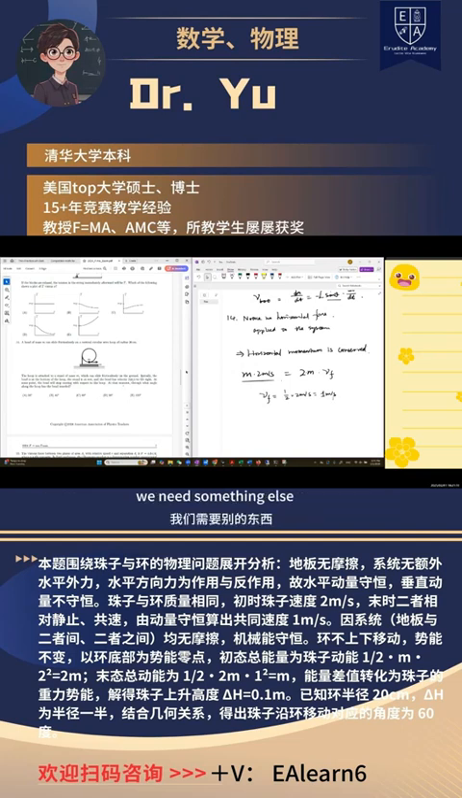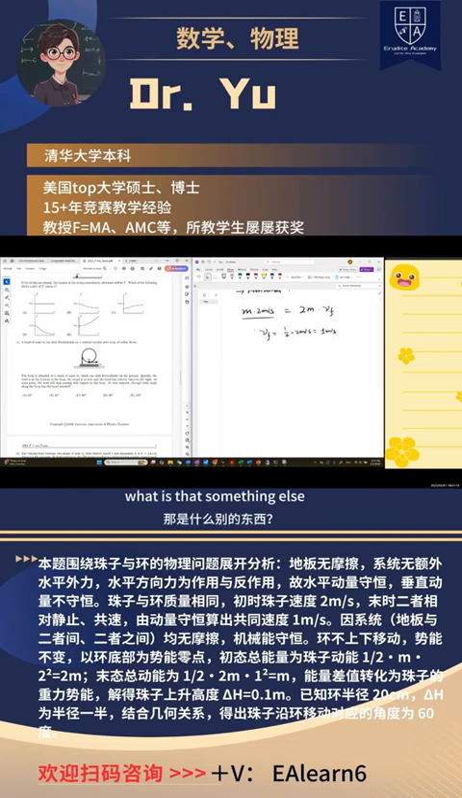Now, this doesn't seem to solve everything. We need something else. What is that something else? The bead, when it's moving, at some point stops moving. It didn't mention it explicitly. Okay, oh, there you go. Slide frictionlessly. That's what I need.